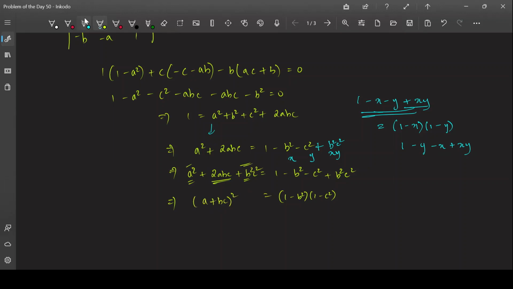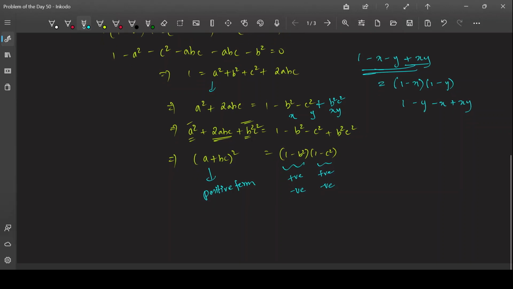So what can we derive with this? The conclusion that can be derived from this is a positive term, because a plus bc whole square is a positive term. Your left hand side is positive, and for the right hand side to be positive, this must be positive and this must also be positive, or this must be negative and this must also be negative. So both of them need to be positive or both of them need to be negative.